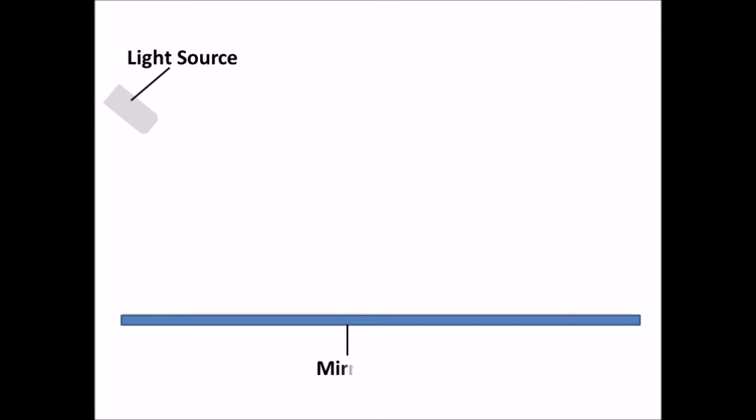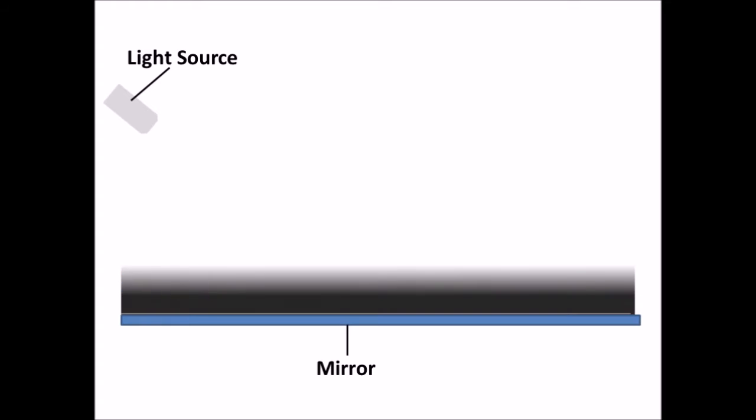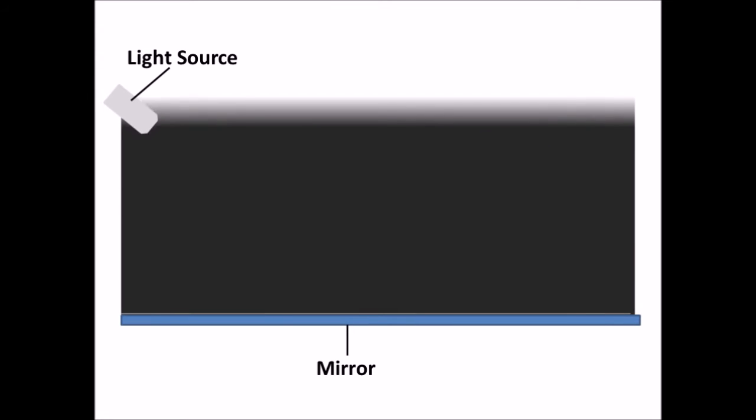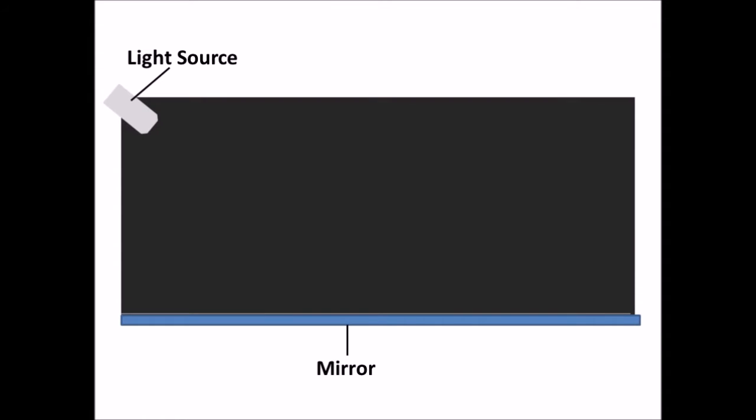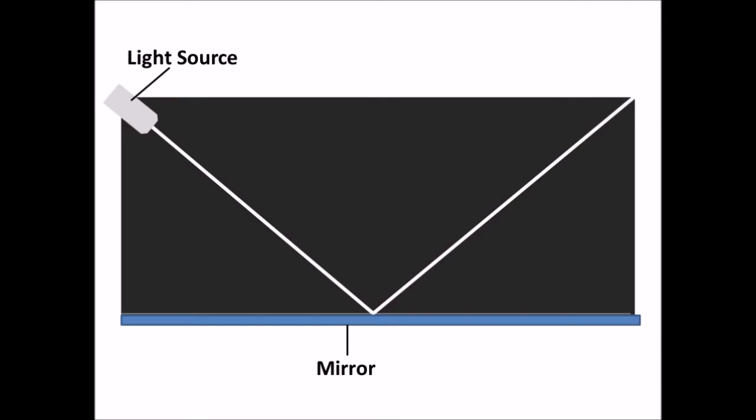To explain this phenomenon, consider a light source placed in front of a mirror against a dark background. The source produces light which reaches the mirror, then bounces off the surface of the mirror.